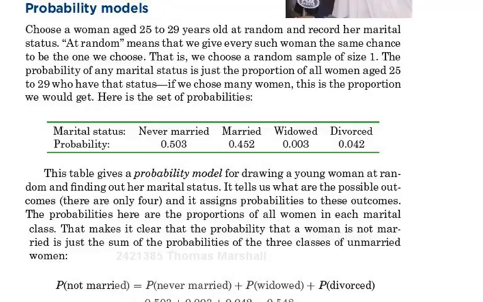We also looked at this example, which was a probability model right here, where the outcomes were not equally likely. This time, the sample space was a list of marital statuses, and below we had the probability that a woman picked at random from this population would have that marital status.